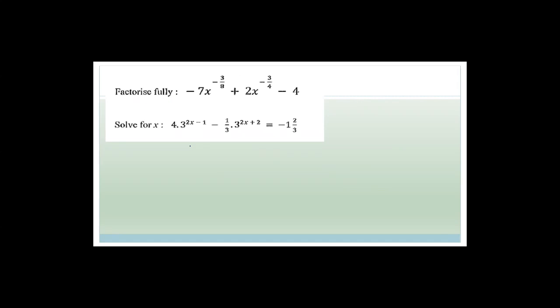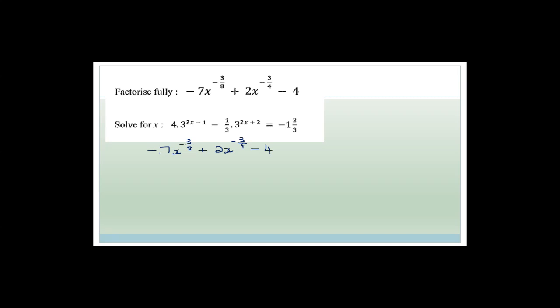Right, let's look at this. Oh, that's a nasty one. It says factorize fully. We've got minus 7x to the negative 3 over 8, plus 2x to the minus 3 over 4, minus 4.